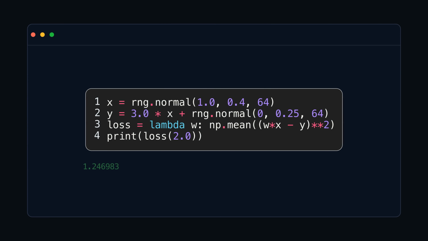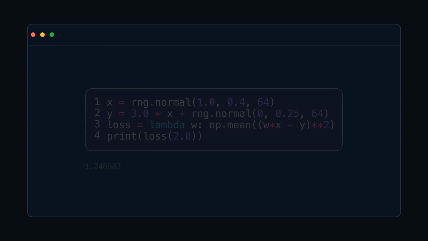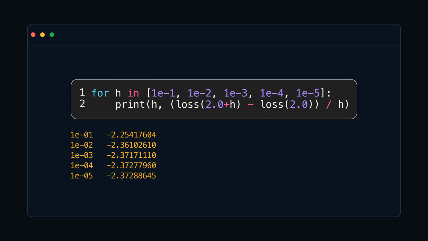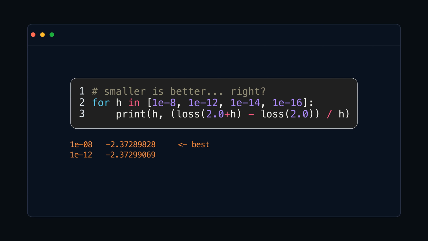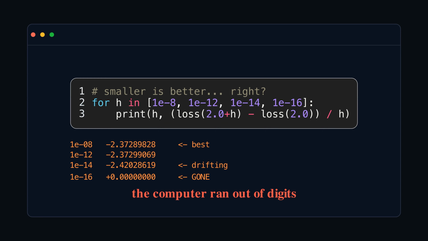Now, let us actually run it, because none of this is worth much if you cannot reproduce it yourself. 64 points, 1 weight, and the score at a knob of 2, 1.2469. 2 lines reproduce the whole thing. Shrink the nudge, and watch the digits stop moving. And now break it. If shrinking the nudge helps, surely smaller is always better. Watch. At 10 to the minus 16, the answer is exactly 0. The two scores were so close that subtracting them cancelled every digit the computer had. Nudging has a floor, and that is precisely why real frameworks do not use it.